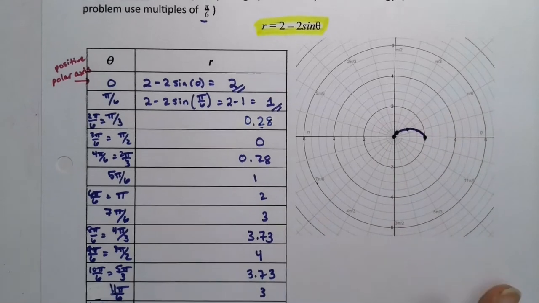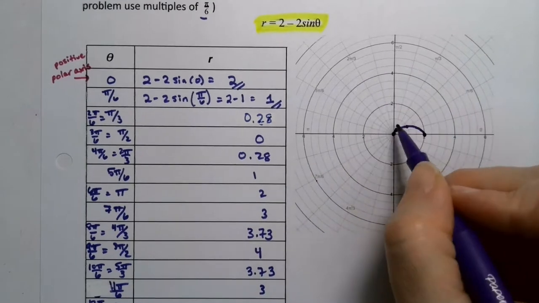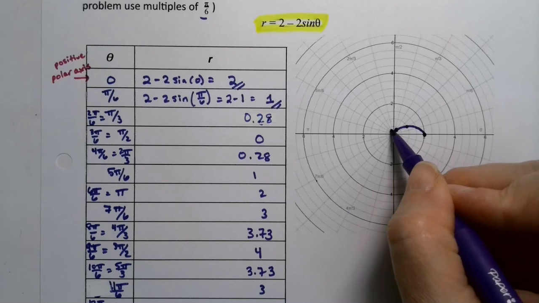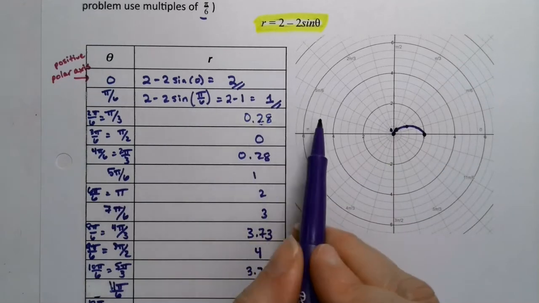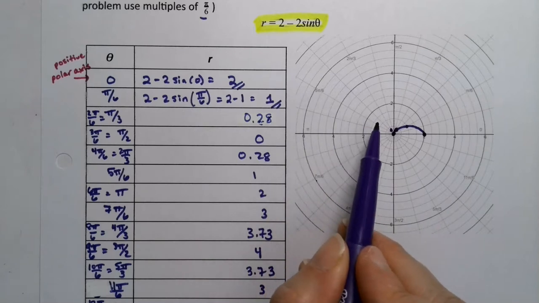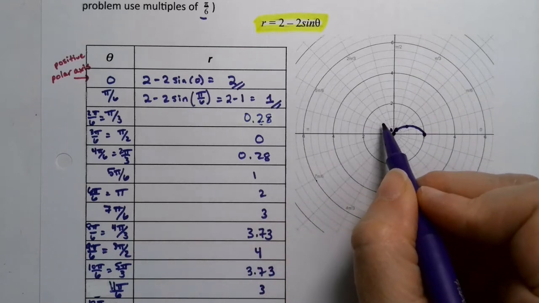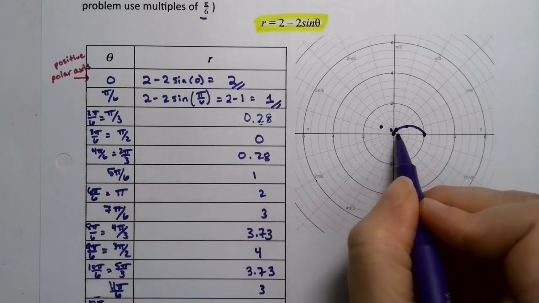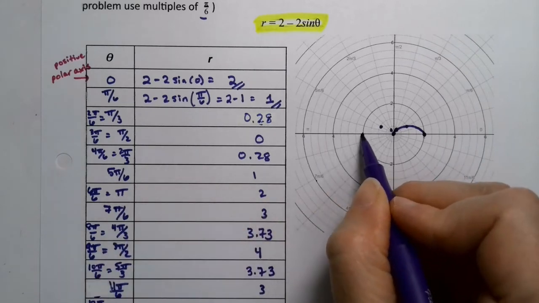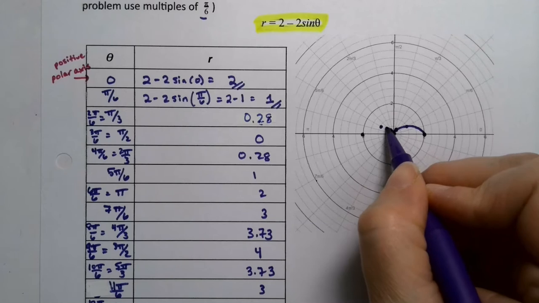All right, now 2 pi over 3 is that radial line. I want to be back out at 0.28. And then at 5 pi over 6, which is this line, I want to be back out at 1. So 5 pi over 6, be out at 1. And then at pi, which is this line out here, I want to be at 2 again. So it's going like that.